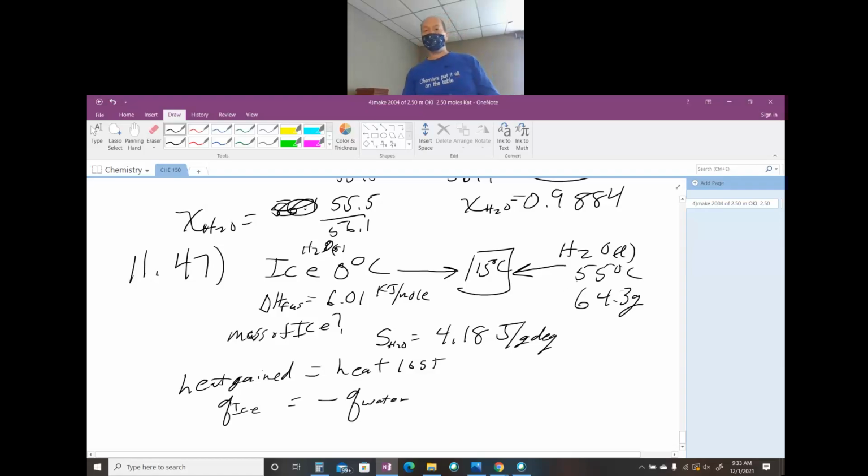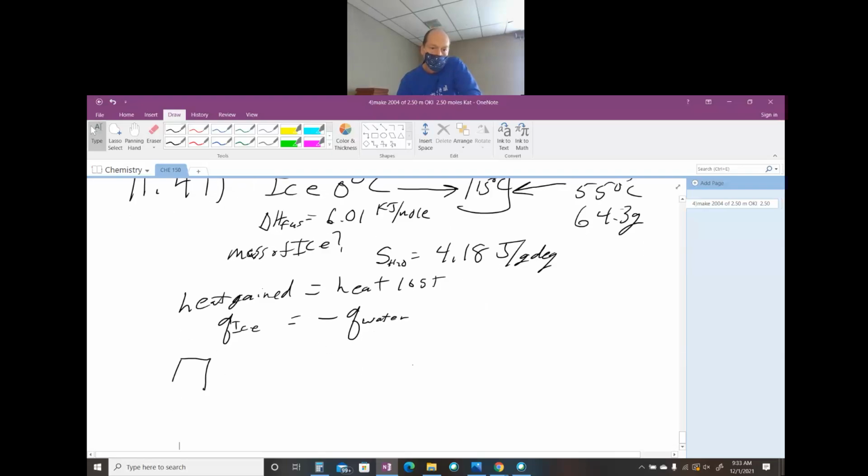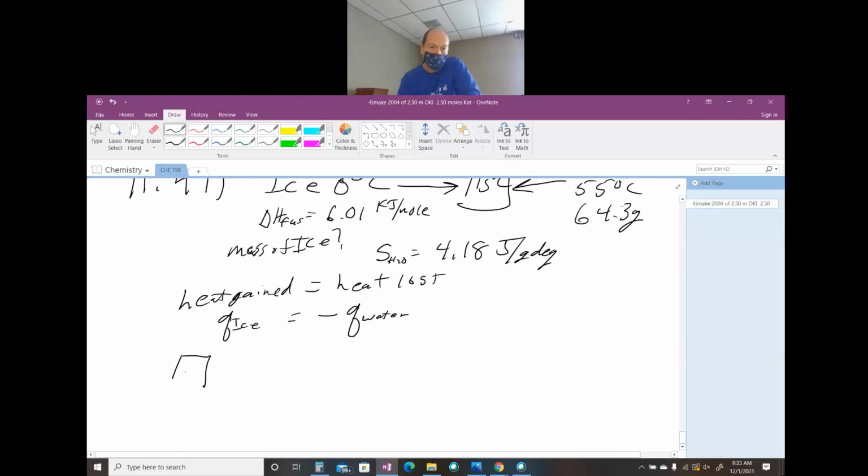So this 55 is cooling down, the 0 is heating up, the heat gained by the ice. When they are done, it's going to be 15 degrees Celsius, and all the ice is melted, and the water cooled down to 15. So the question is, how much ice did we have to add in order to get it to 15? You have two processes with your ice. I like to draw some pictures.